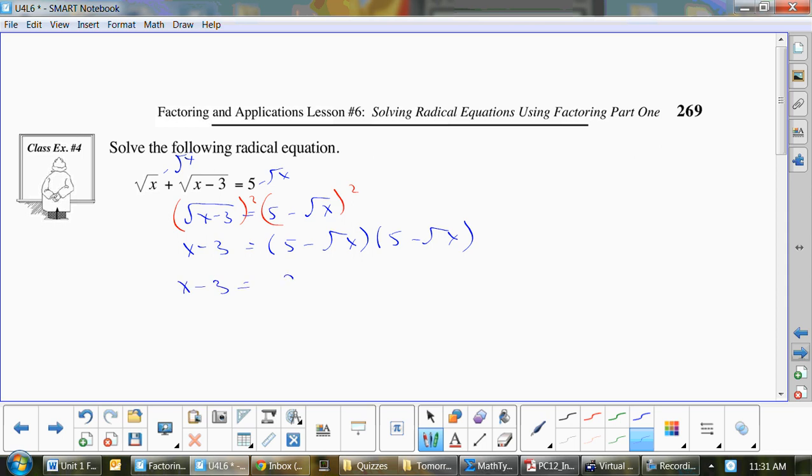So that's 5 times 5 is 25. Then I've got minus 5 root x. Then I've got minus 5 root x. And then what's negative root x times negative root x? It's just x. So I've got x minus 3 equals 25 minus 10 root x plus x.